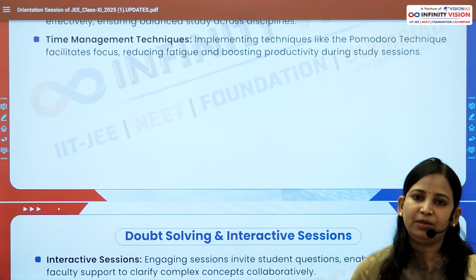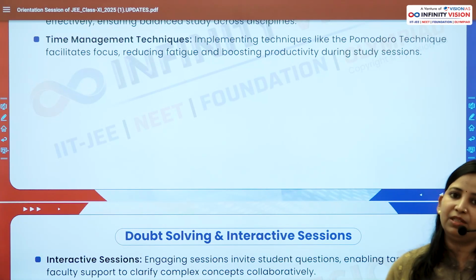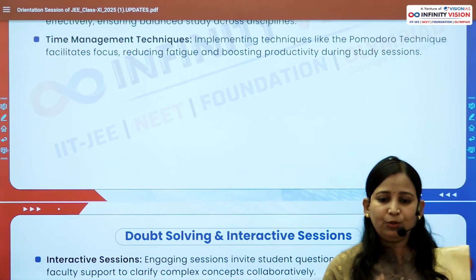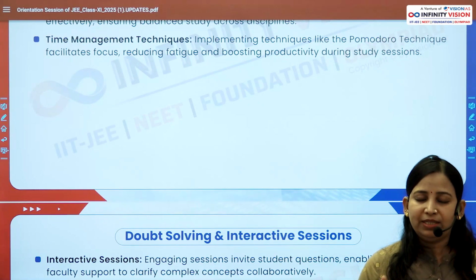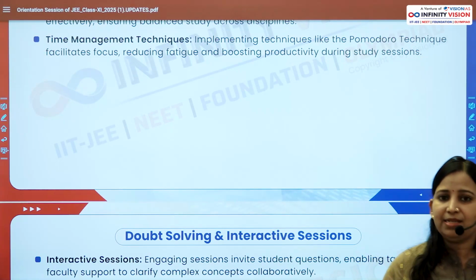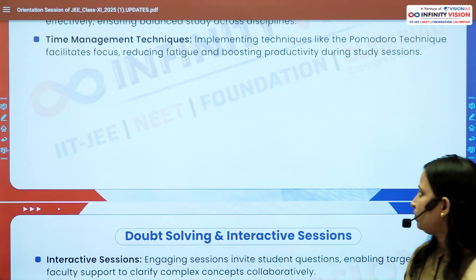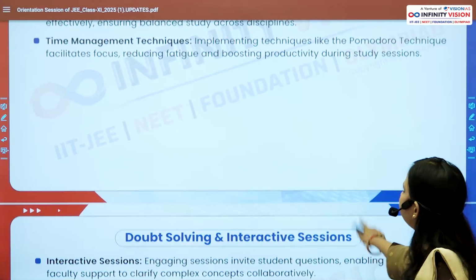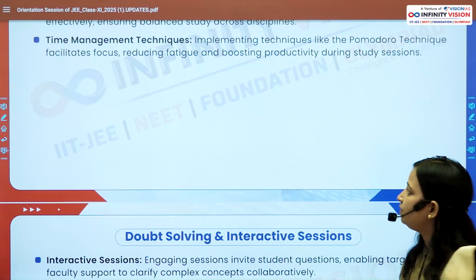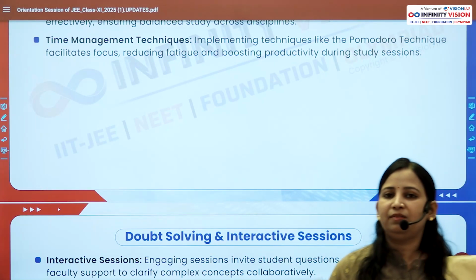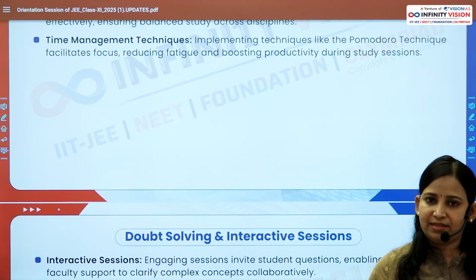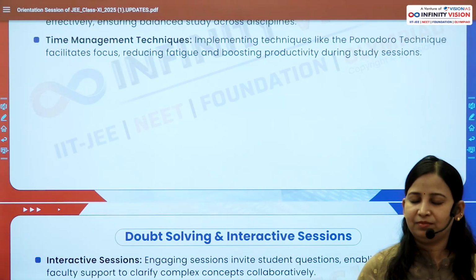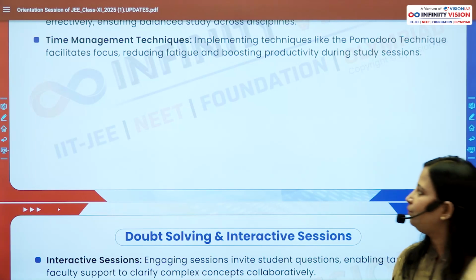Whether you are doing the numerical problems, the DPPs, or the CSQs, you have to allocate time in a balanced way so that all the subjects can be done at the same pace. Now, there is a technique, the Pomodoro technique. Generally, when students sit for a long time for studying, they get distracted. They actually become defocused sometimes.